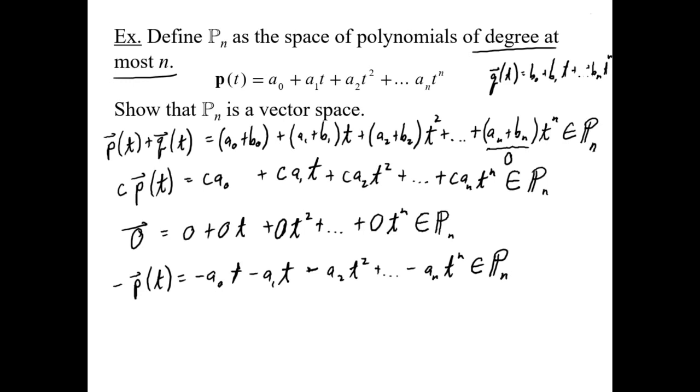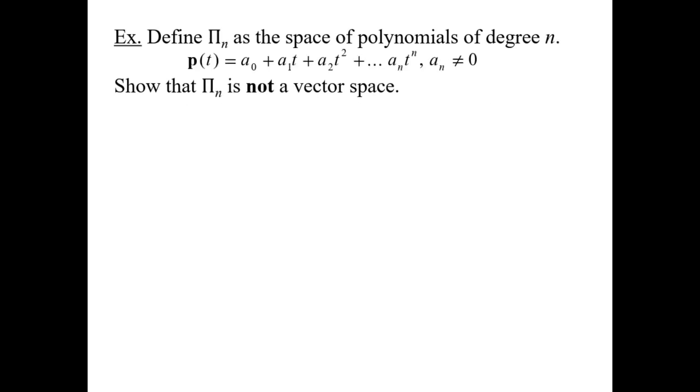And so therefore this is a vector space. Great. Now, again, let's look at an example that is not a vector space. Now I'm defining this new one, script P sub n, as the space of polynomials of degree exactly n. Okay, so notice that all of my polynomials are exactly the same, but now we're removing the possibility that the coefficient on t to the n is 0. We want to show that this is not a vector space. Well, if you're showing something is not a vector space, all you need to do is make one of those axioms fail and you're good.